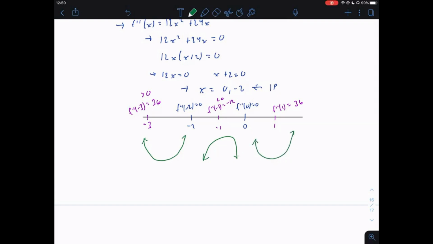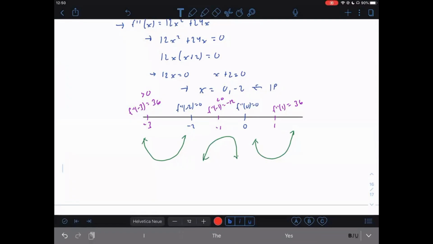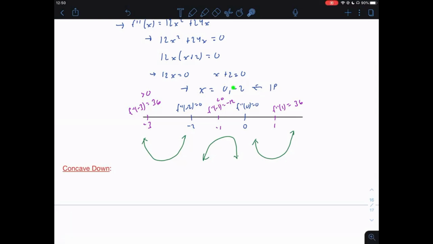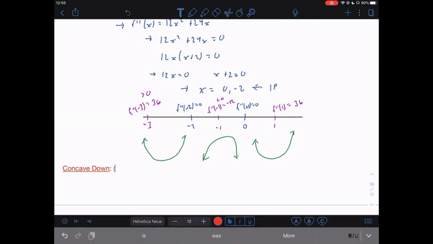Okay, so look at what we have here. We have two intervals in which the function will be concave up, and then one interval in which our function is opening downwards. To determine the concavity of this function, between -2 and 0, between our two inflection points, our function is concave down from -2 to 0. And again, these are open intervals, not closed intervals, open intervals.